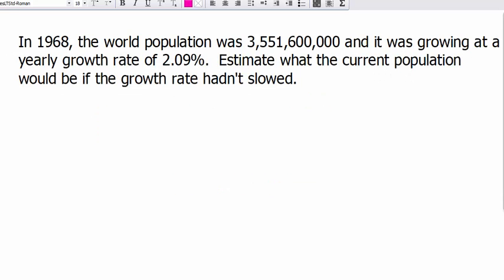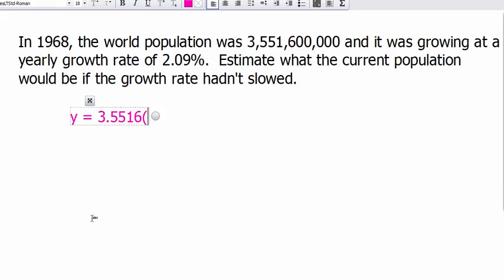In 1968, the world population was somewhat different, 3.5 billion, and it had a growth rate of 2.09%. Estimate what the current population would be if the growth rate had not slowed. What would this look like? Our equation needs to start with, what was our starting point? 3.551. So we're going to write it in billions.